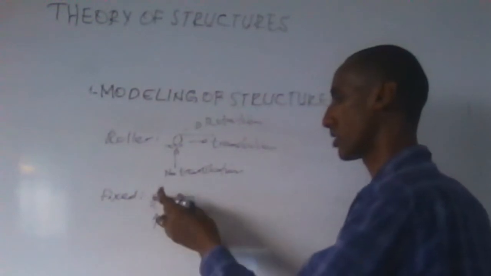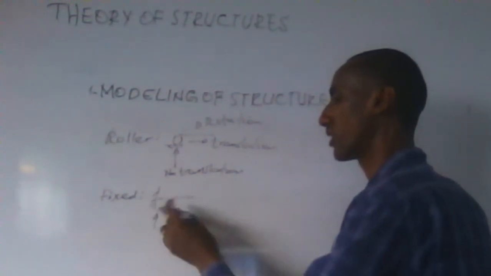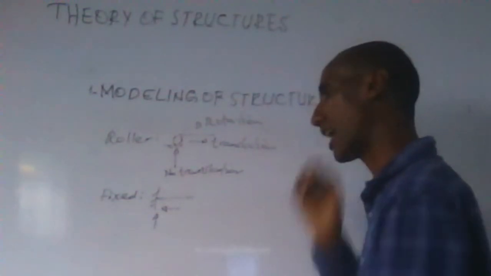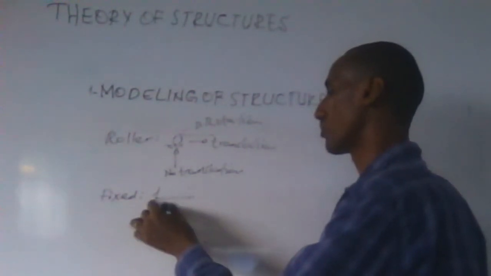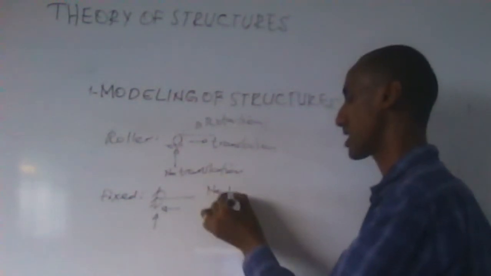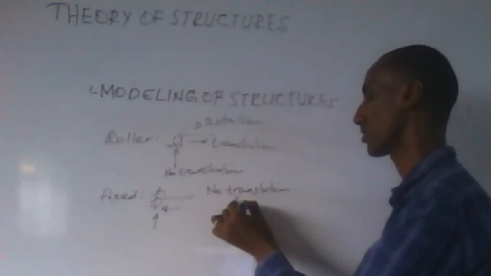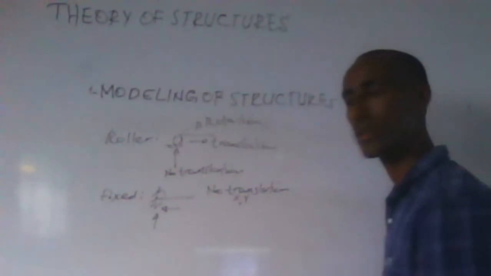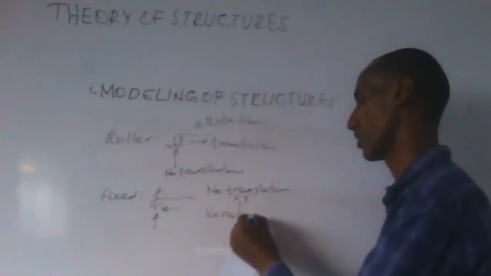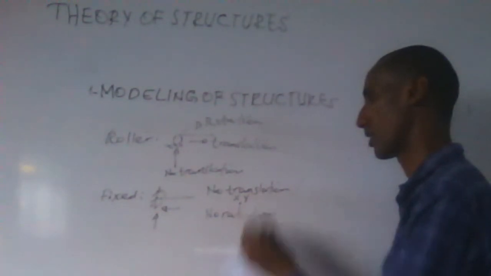Either upwards or downwards, this member cannot move. And either to the left or to the right, this member cannot move. Not only this, the member cannot also rotate about this point. So movement is also prohibited. So no translation along x and y: no translation along the x, no translation along the y. And no rotation. So such type of support is named as fixed support.